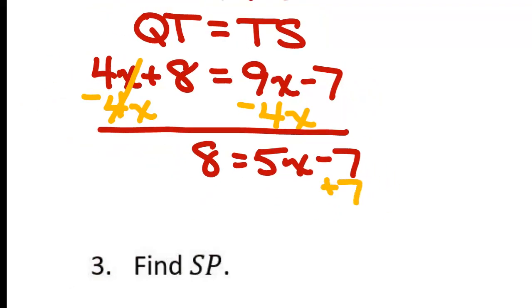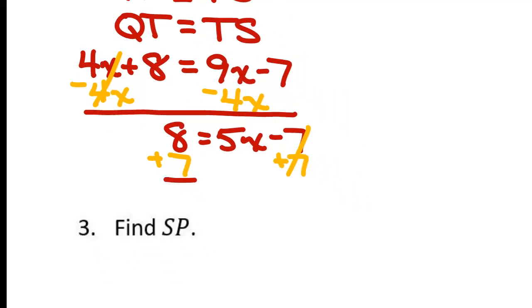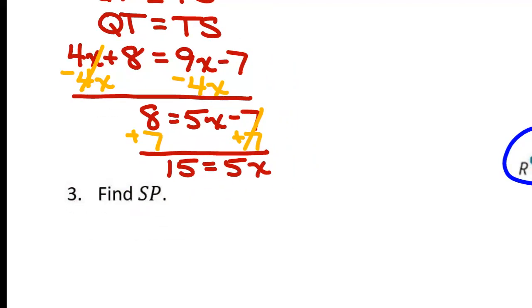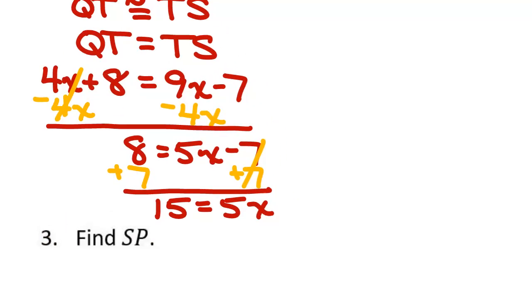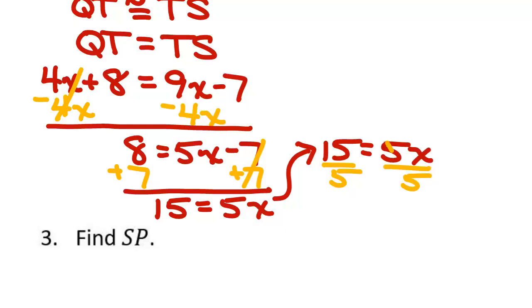Then we're going to add 7 to both sides. What is 8 plus 7? 15. So 15 equals 5x. Then I divide both sides by 5. And that means x is how big? X is 3. Is that what they asked me to find in this problem, though? No. What was I supposed to find?